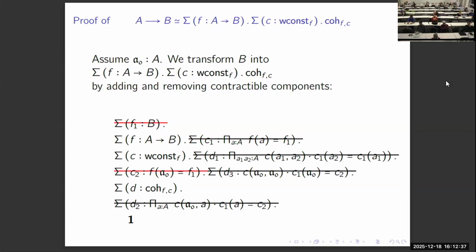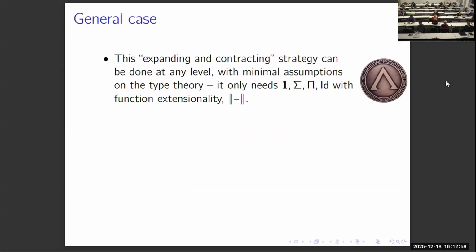So what remains is exactly a function f, a proof of constancy, and a proof of coherence. So from B, we didn't actually do anything. We just added and deleted some contractible components, and suddenly these coherently constant functions are left over. Right. So now the nice thing about this argument is that it really doesn't require anything.